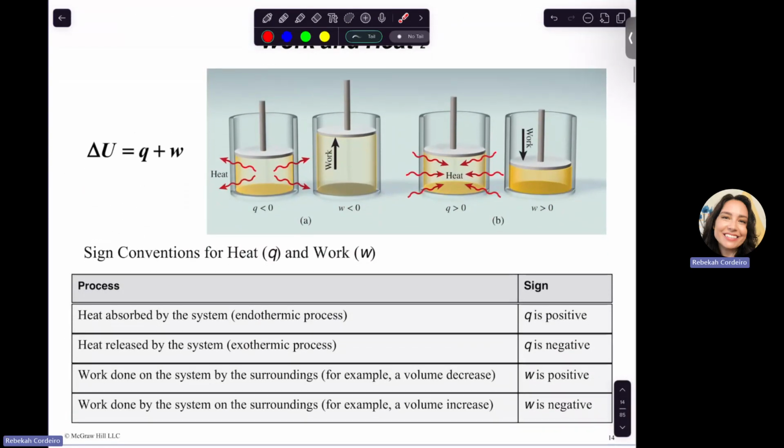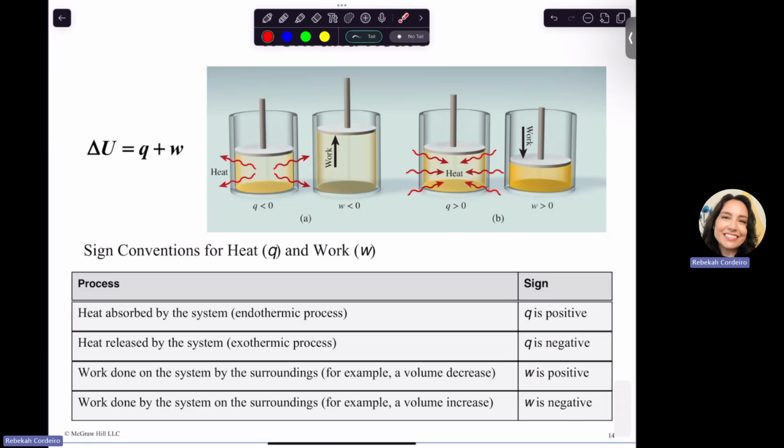So here are some scenarios. If heat is given off by the system, Q is negative. As work is being done by the system, work is negative. Heat being put into the system, Q is positive. Work being done on the system, work is positive. Like if this is a piston here, if the system pushes the piston up, the system did the work. If we push the piston down, we did the work. The surroundings did the work. So that's the difference there.